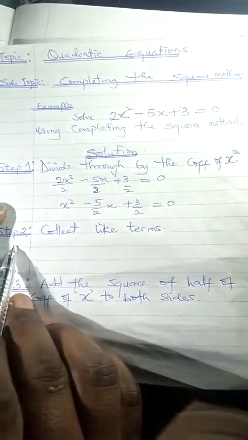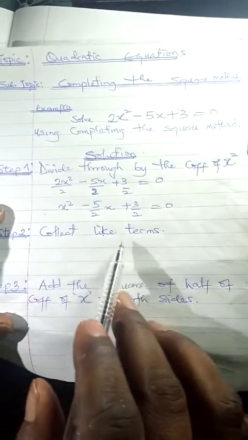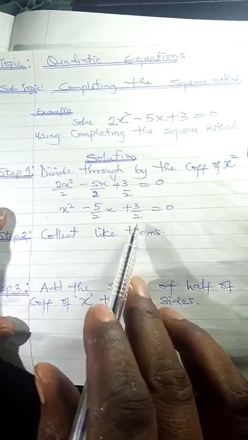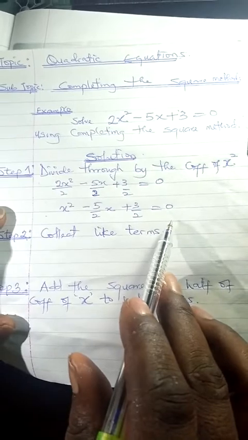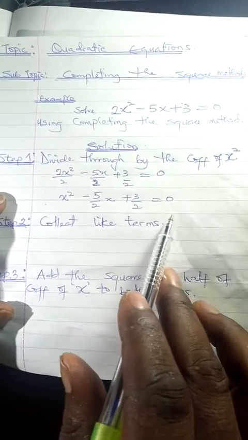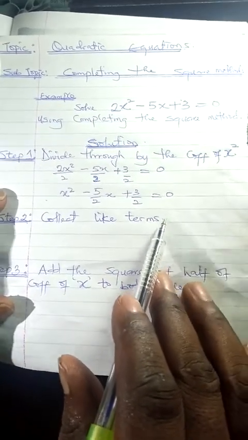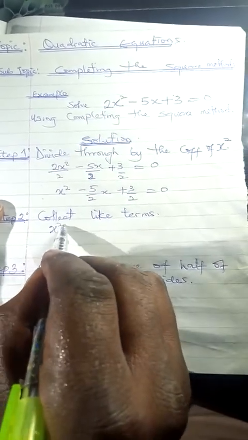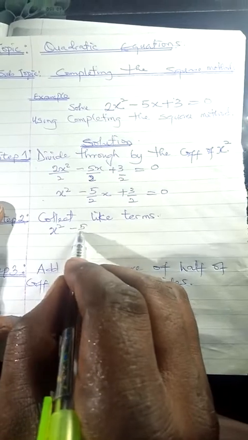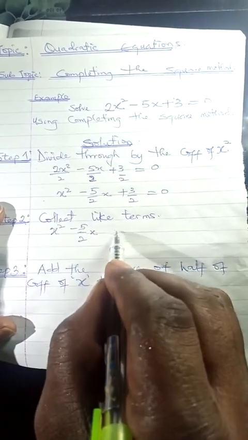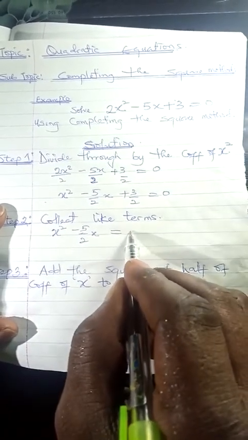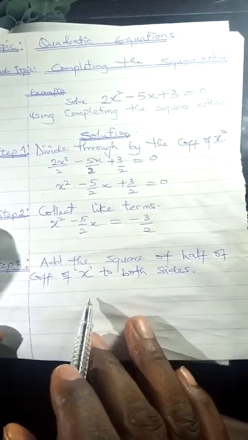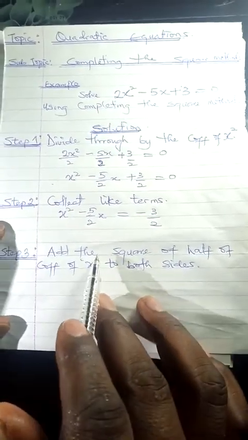The next step is to collect like terms. That is, the constants we move to the right hand side. And when the constant is moving, the sign will change. Therefore, we will have x squared minus 5 over 2 x is equal to minus 3 over 2. The plus changes to negative.